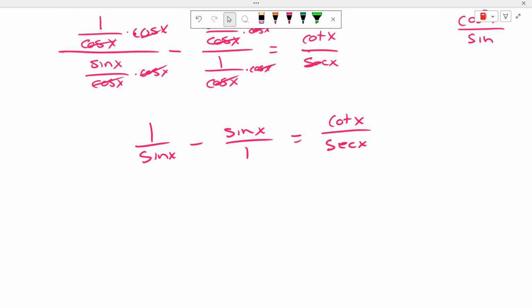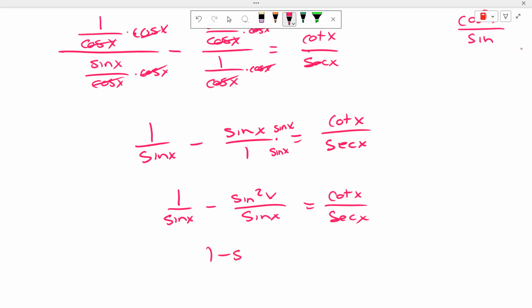How many fractions do I have on this side of the equation? 1. How many fractions do I have on this side? 2. I want to get that down to 1 fraction. How do I get this down to 1 fraction? Well, got to get a common denominator, so multiply top and bottom of this one by sine of x. So I get 1 over sine of x minus sine squared of x over sine of x, which is 1 minus sine squared of x over sine of x. Now it's 1 fraction.